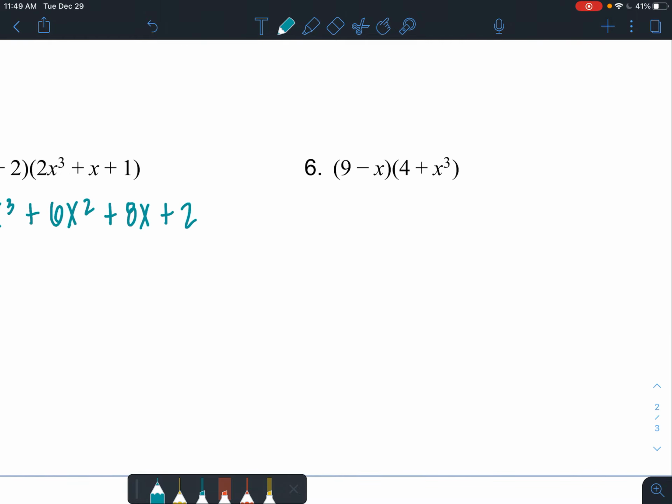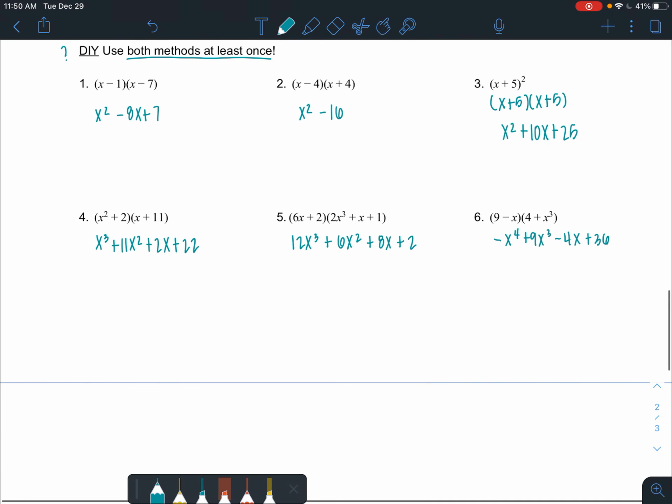And this next one here, we get x to the third minus 4x. Oh wait, I don't think I did that right. You should get negative x to the fourth plus 9x to the third minus 4x plus 36 for that one in standard form. So each of those are in standard form.